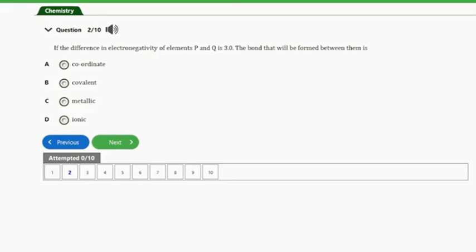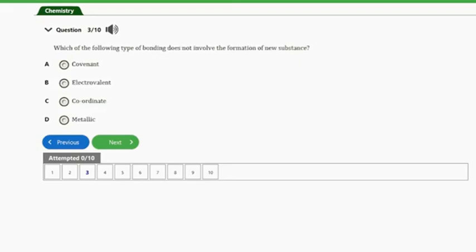will be polar covalent. So we have, for instance, the electronegativity of fluorine, which is 3.97, and the electronegativity of lithium, which is 0.98. If they combine together, they will have an ionic bond, because the difference in electronegativity between the both of them is high. So guys, that's it about that question.